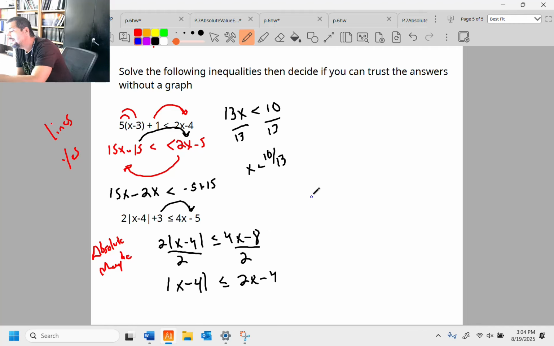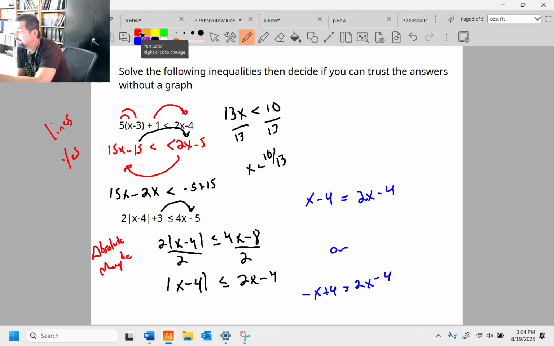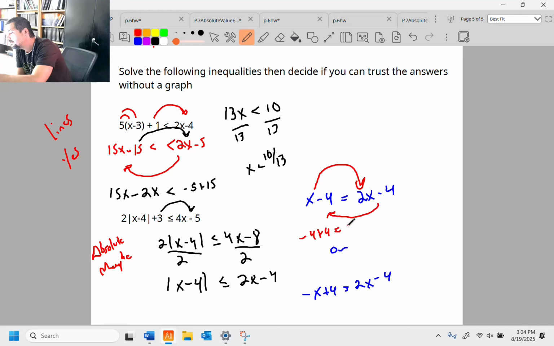The first equation is as is, x minus 4 equals 2x minus 4, or, and hear me out, negative x plus 4 is equal to 2x minus 4. All right, I'm going to shift x's left, and I'm going to shift numbers right. Negative 4 plus 4 equals twice x minus x. Negative 4 plus 4 is 0. 2x minus x is x. There you go. You got a solution at x equals 0.